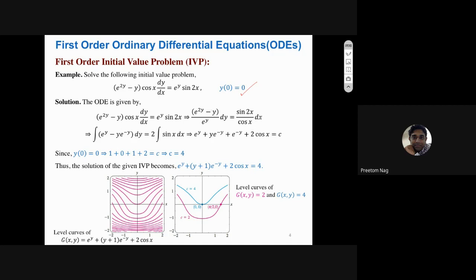Okay, so after that what are we doing here, আমরা এখানে একটু সিম্পলিফাই করছি, e to the 2y divided by e to the y, e to the y minus y to the minus y dy equals 2. Now sin 2x can be written as 2 sin x cos x, cos x will be cancelled out, then 2 sin x left, so 2 into integration of sin x dx.